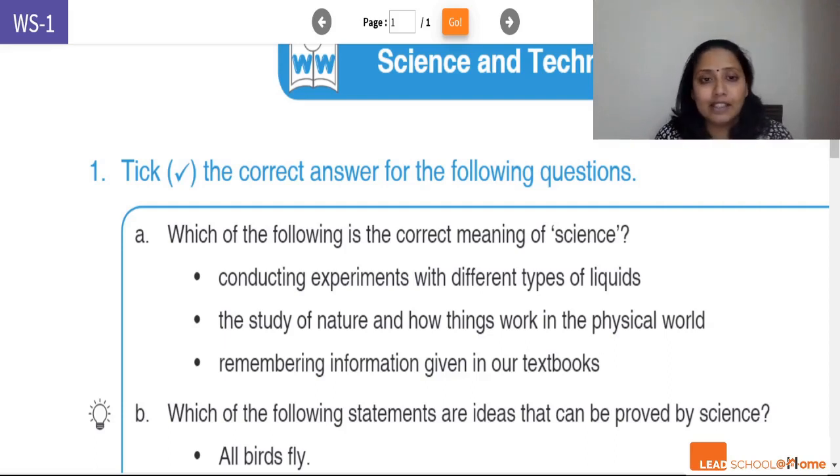And let's read the answers. Conducting experiments with different types of liquids. The study of nature and how things work in the physical world. Remembering information given in our textbooks. Which do you think is the correct meaning of science? You are absolutely correct. It is the study of nature and how things work in the physical world.